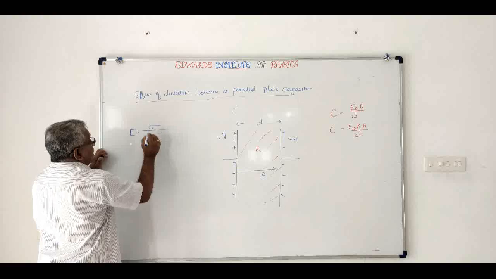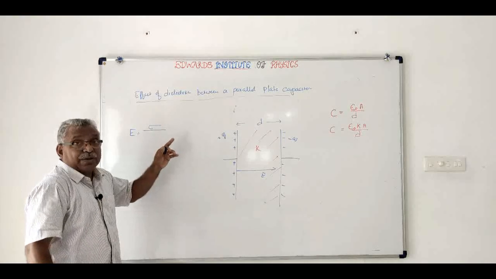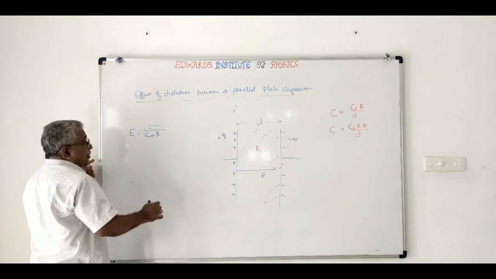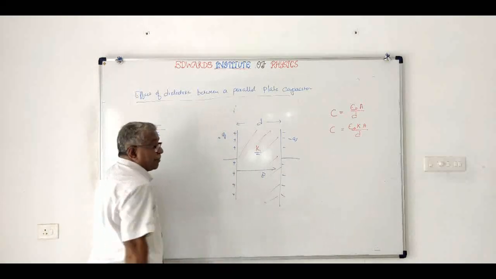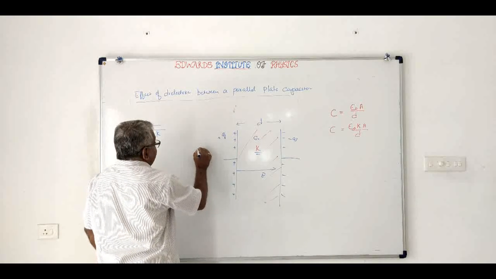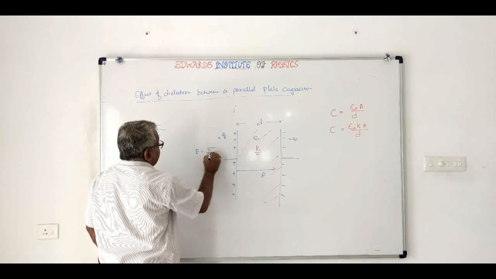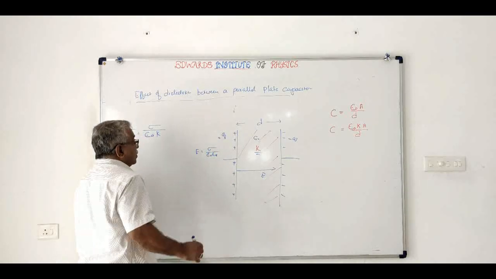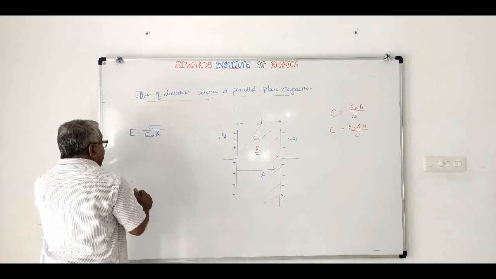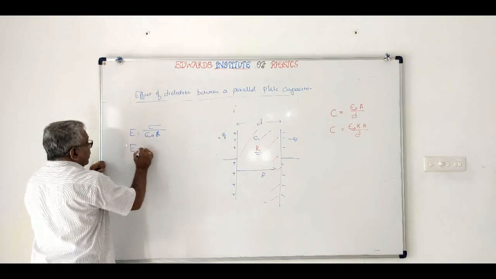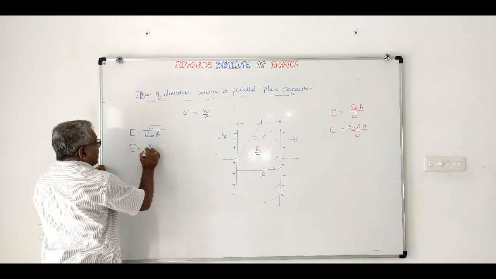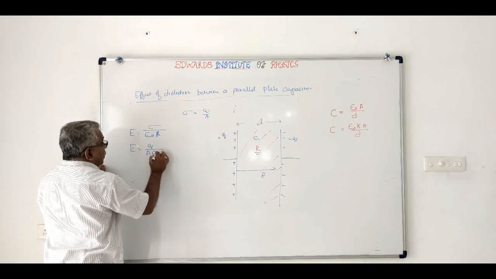sigma by, instead of epsilon 0 you have to use epsilon 0 K, because this K is the relative permittivity of the medium, that is equal to epsilon R. So E will be equal to sigma by epsilon 0 epsilon R. Instead of epsilon R, I am writing it as K. Now what will be E then? E will be equal to, sigma is always Q by A, so Q by A epsilon 0 K.